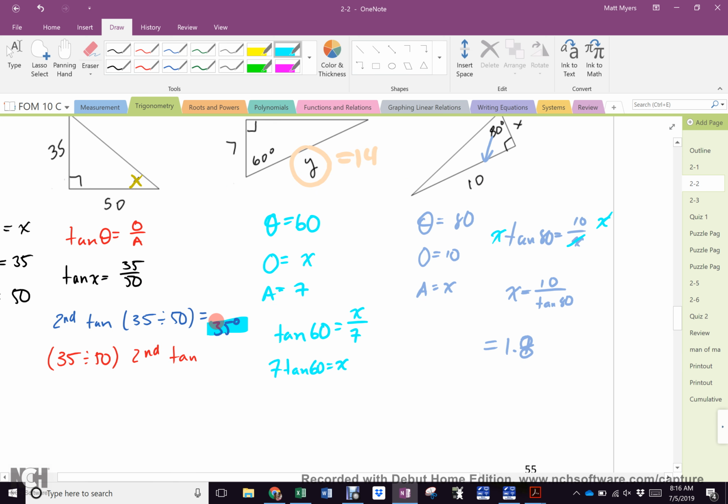And then at the bottom, there's your answers. 35, 7, 10, 60, whatever that actual number is. I didn't do that one apparently. And 1.8.